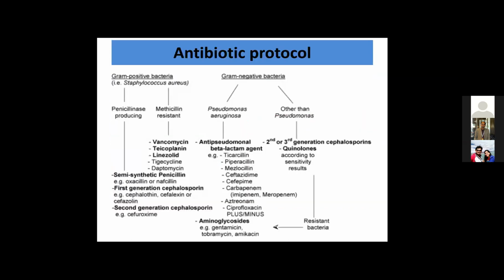So this is the broad antibiotic protocol given in the literature, where there are 4 groups of organisms. First is gram-positive. If it is a gram-positive infection, it can be methicillin sensitive, where we can use simple penicillin, first or second generation cephalosporins. If it is methicillin resistant, MRSA, we should go for vancomycin, teicoplanin or linezolid. Gram-negative bacteria, we can group as Pseudomonas group or other than Pseudomonas group. For the Pseudomonas group, we should go for anti-pseudomonal beta-lactam agents or aminoglycosides. Other than Pseudomonas, like E. coli or Proteus, we should go for either aminoglycosides or second or third generation cephalosporins.